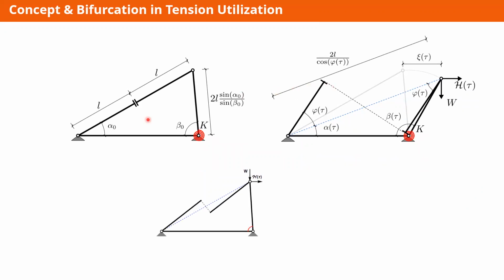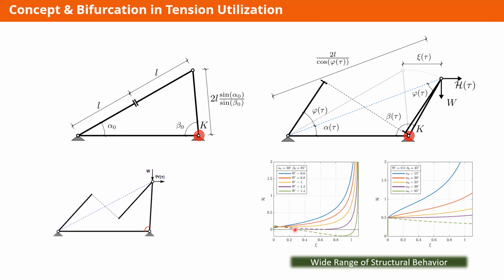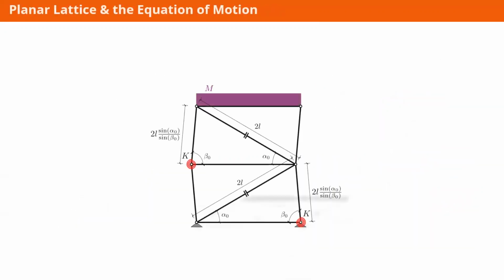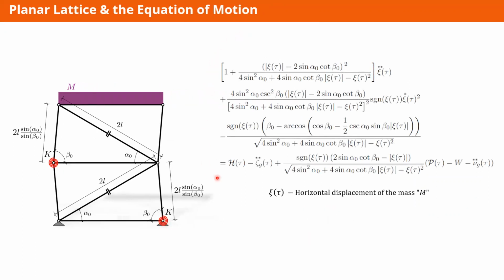By playing with the initial configuration angles and the vertical load applied on the system, we can tune this simple elementary structure to render a structural behavior that can cover a wide range from positive stiffness behavior to negative stiffness behavior. In addition, by combining two of these elementary structures, we derived a planar lattice that can exhibit and cover bilateral motion.